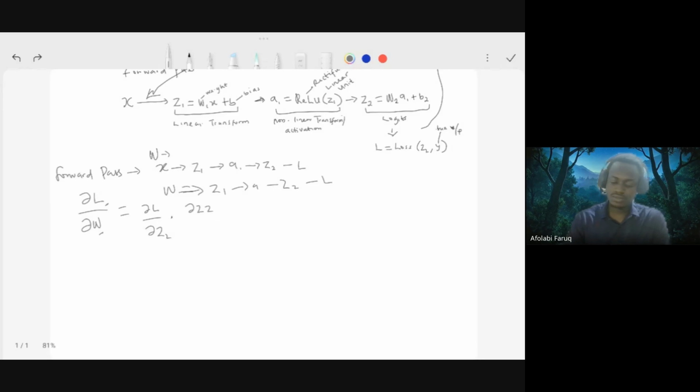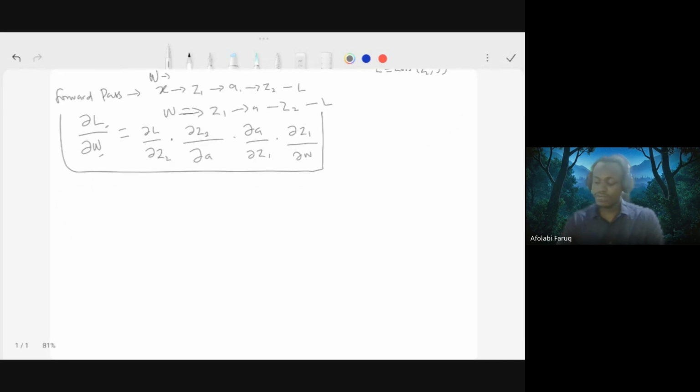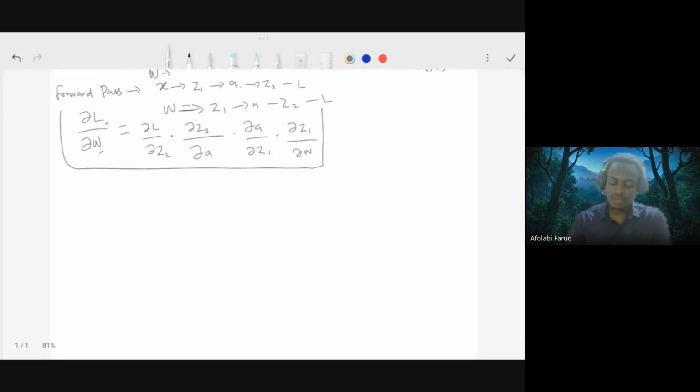So we say dL/dW equals dL/dZ2 times dZ2/dA, times dA/dZ1, times dZ1/dW. Now we are going to come back to this formula very soon. For us to understand this very well, we are going to talk about chain rule.